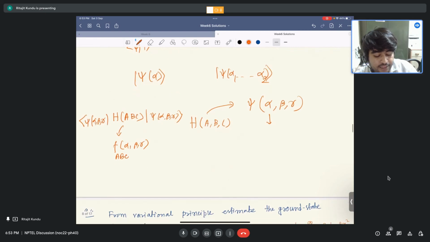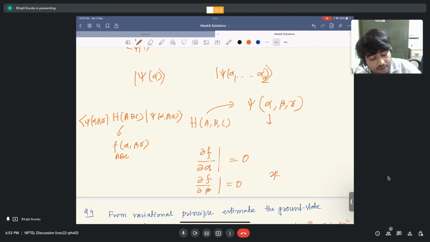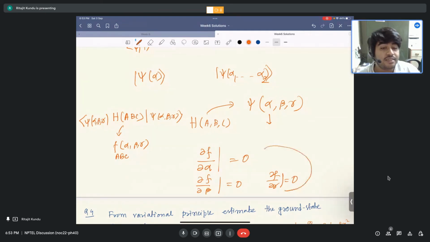So now I want to minimize, and like any minimization problem, we take the derivatives and set them to 0, okay? In this case, if we have three variational parameters, we have three such equations. So now we have to simultaneously solve these three equations and find solutions for alpha, beta and gamma. This is how we find the alpha, beta, gamma that minimizes, or extremizes, this expectation value.